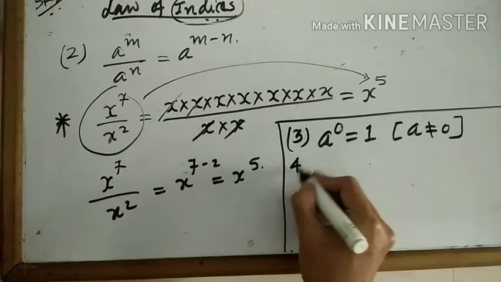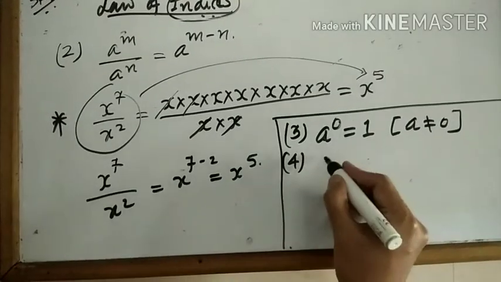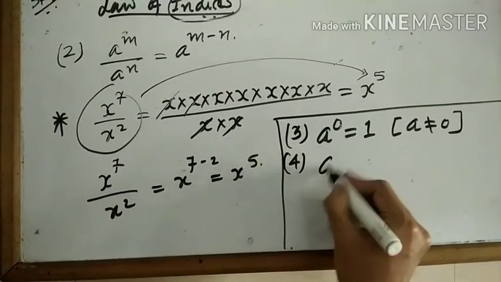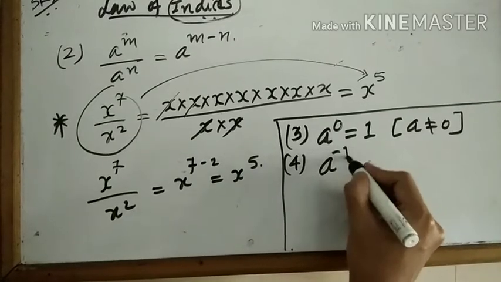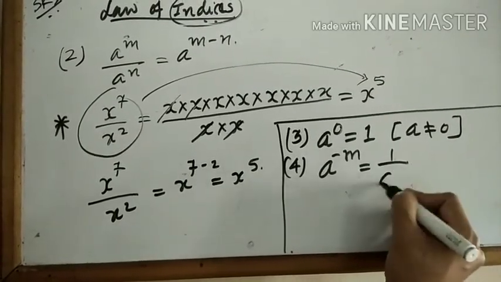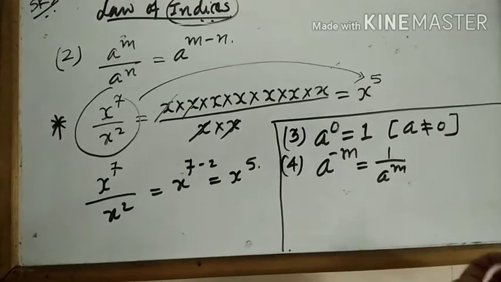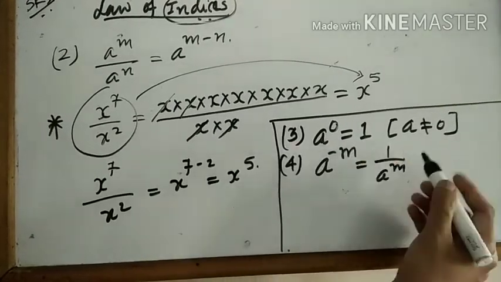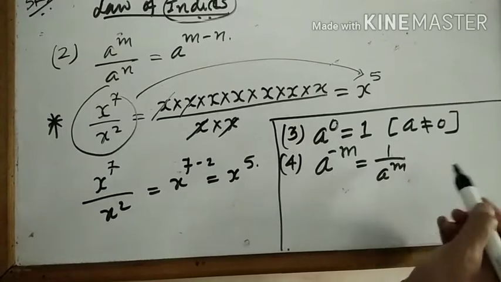Fourth rule, what you should know is very important, that any number raised to a negative index is nothing else but its multiplicative inverse with positive index. That is, a raised to negative m is equal to 1 upon a raised to m.